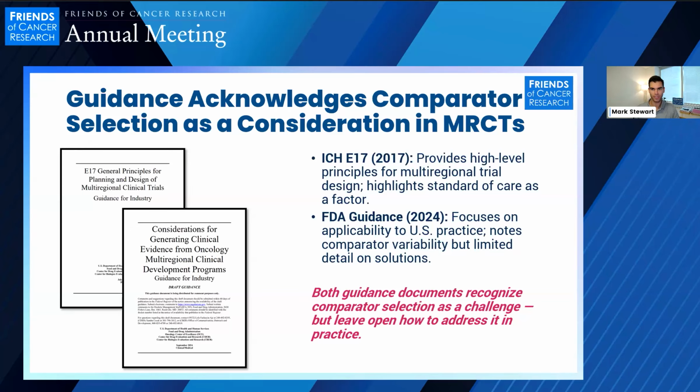Our project builds on the foundation laid out in these documents, and we have brought together diverse perspectives to explore practical strategies to support multi-regional clinical trial planning.